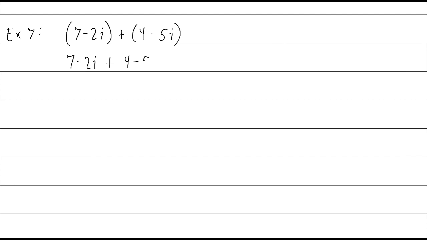Okay, let's do another example. Example 7. We have 7 minus 2i plus 4 minus 5i. Then we drop the parentheses again. They are pointless here. 7 plus 4 is 11. Negative 2i plus minus 5i is negative 7i. So we have 11 minus 7i.